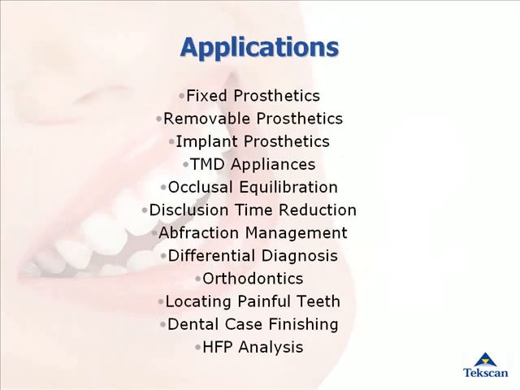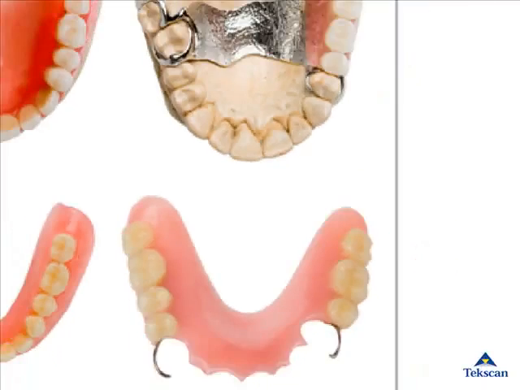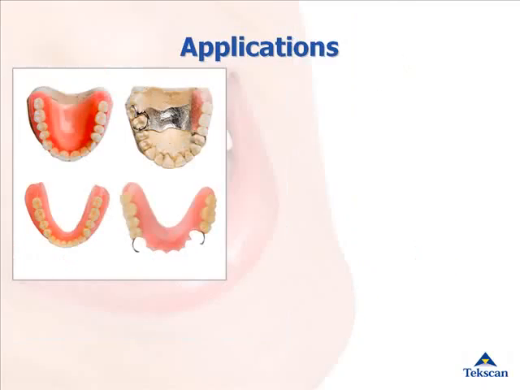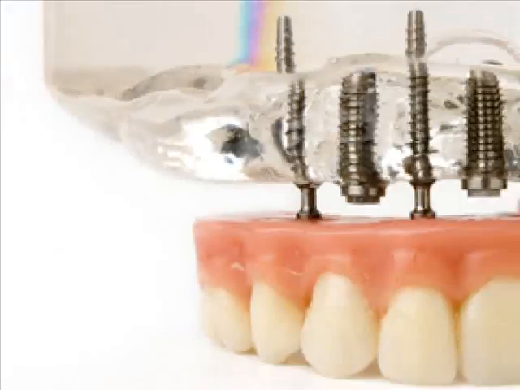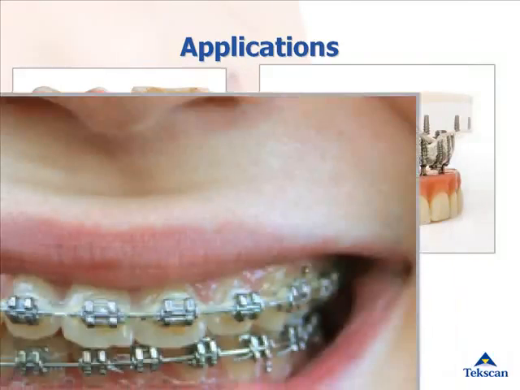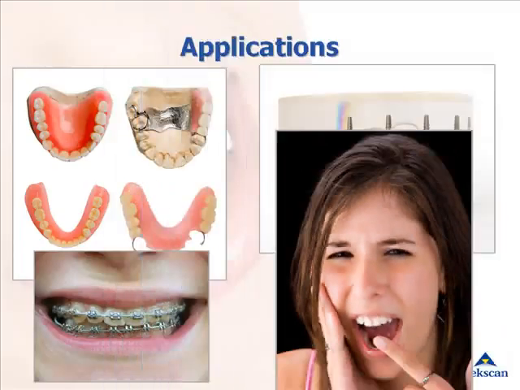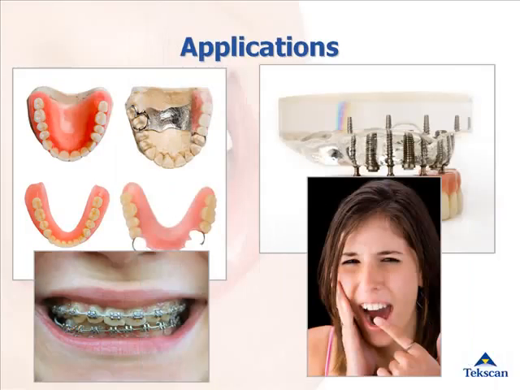There are many different dental applications for the T-Scan system which go beyond general occlusal equilibration. The T-Scan system is a great tool for removable prosthetics, implant time delay, balancing splints, orthodontics, and locating painful teeth. If you have a patient that has a painful tooth but they can't quite pinpoint where it is, the T-Scan can show rather easily whether it is occlusally related.